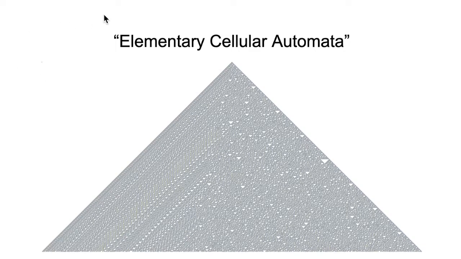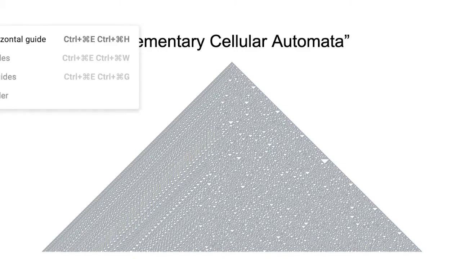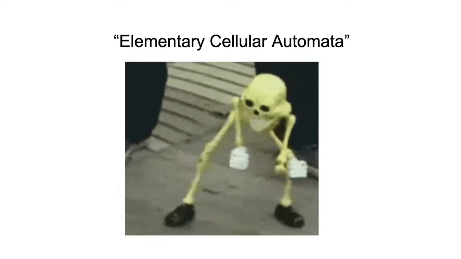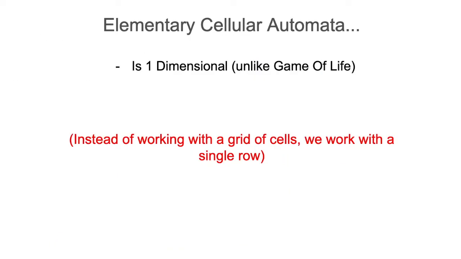Okay, so what is elementary cellular automata? Well, it's similar to what we've already seen, which is game of life, except in this case it's one-dimensional. So in game of life, you have a whole grid of cells, and every cell has 8 neighbors that surround it. Well, in this case, we're only working with a single row. So each cell will only have a left and a right neighbor. This is easier to see with an example.